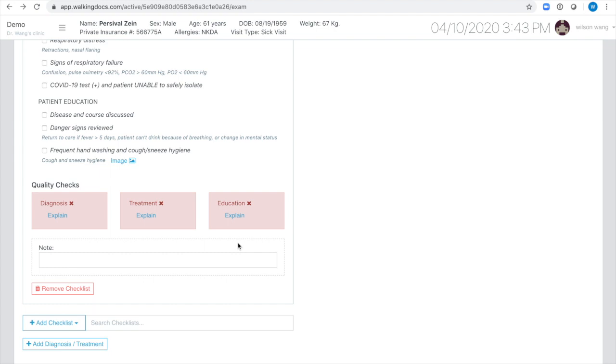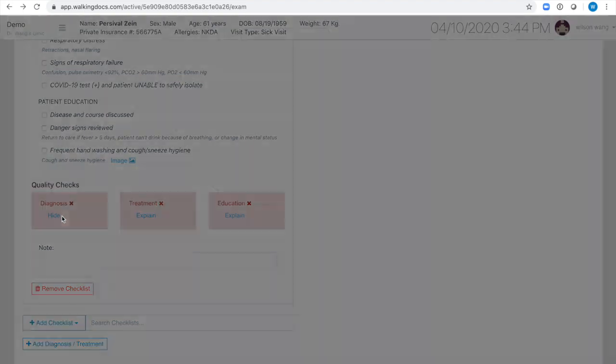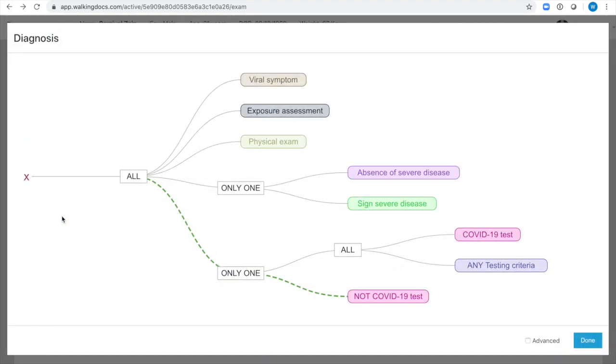Students of medicine may click on these boxes even before the patient interaction to explicitly see what constitutes documentation of evidence-based care. We'll show you how this works for care providers in real time in the WD treatment video tour.